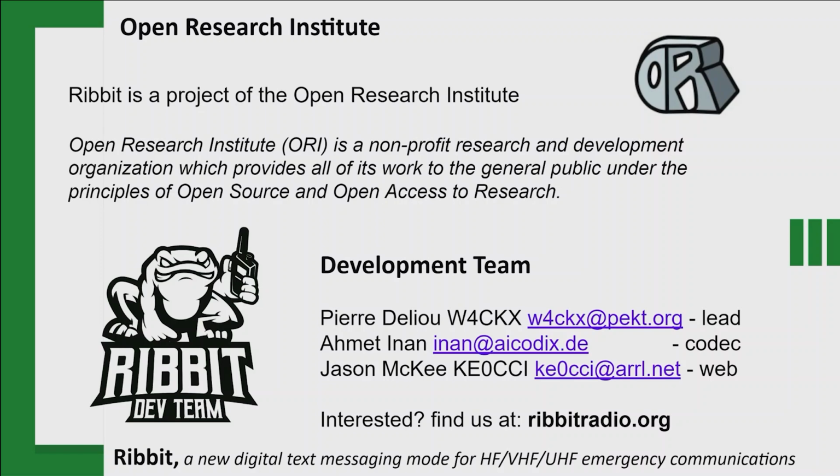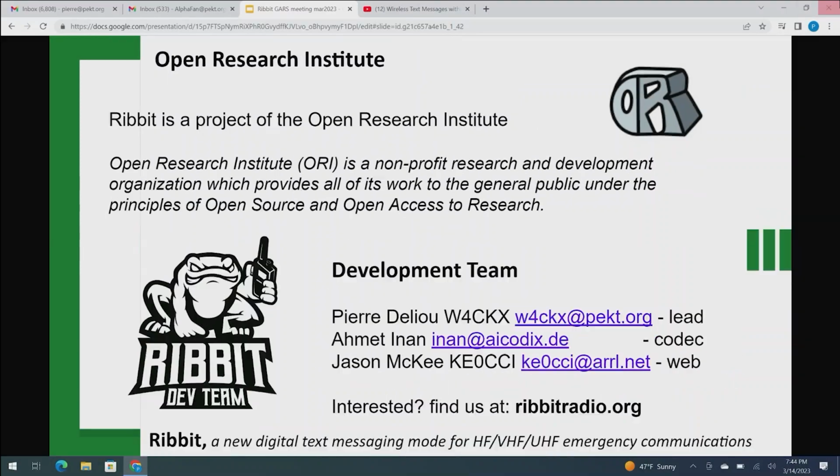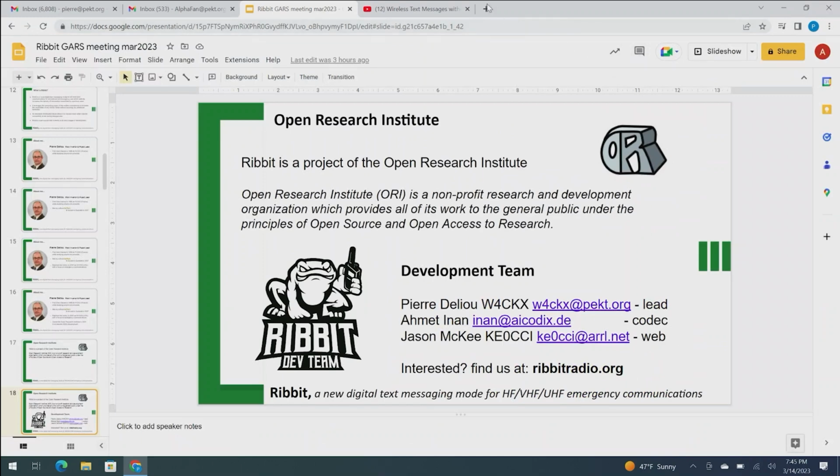Ever since I joined ORI last summer, I got in contact with Ahmet Inan from Germany, who was doing some research at the ORI, and Ahmet is behind 99% of the codec of Ribbit. I came in with the user, the use case, and the constraint, and then he came up with an implementation to make it work. Then Jason stepped forward and helped us with the web, so we have a nice looking website, thanks to Jason. If you're interested to know more about Ribbit at any point in time, you can find us at ribbitradio.org. I'm going to take the opportunity to showcase the website a bit.